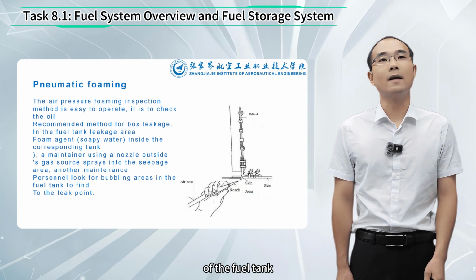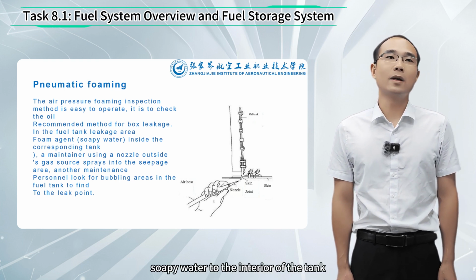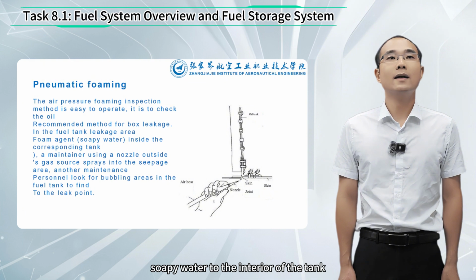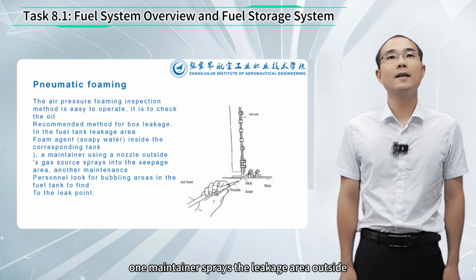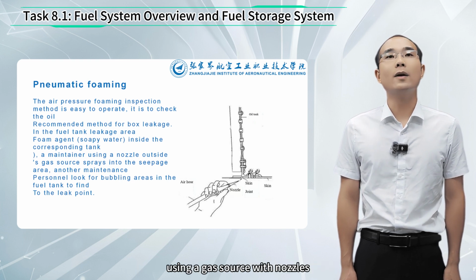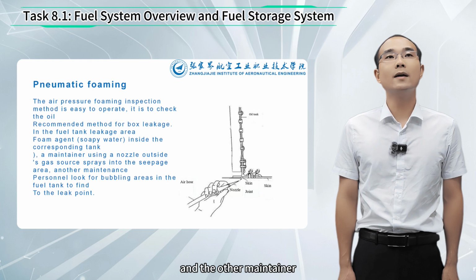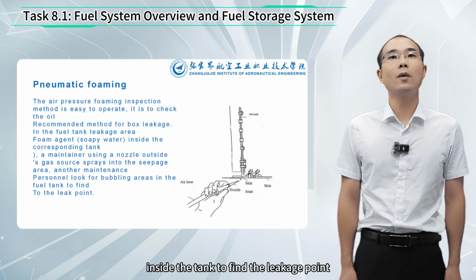of the fuel tank. Apply blowing agent soapy water to the interior of the tank corresponding to the leakage area of the tank. One maintainer sprays the leakage area outside using a gas source with nozzles, and the other maintainer searches for the bubbling area inside the tank to find the leakage point.